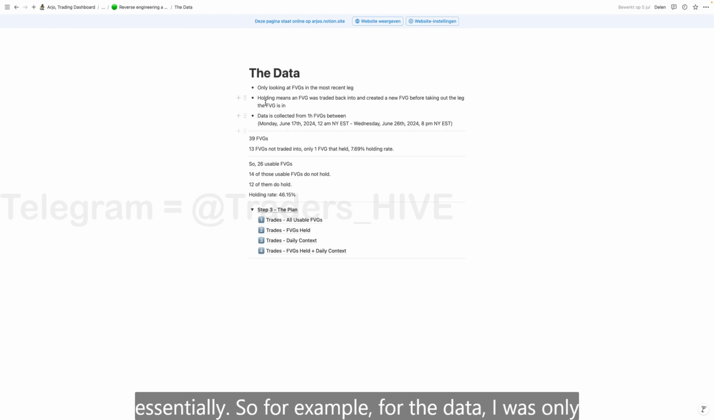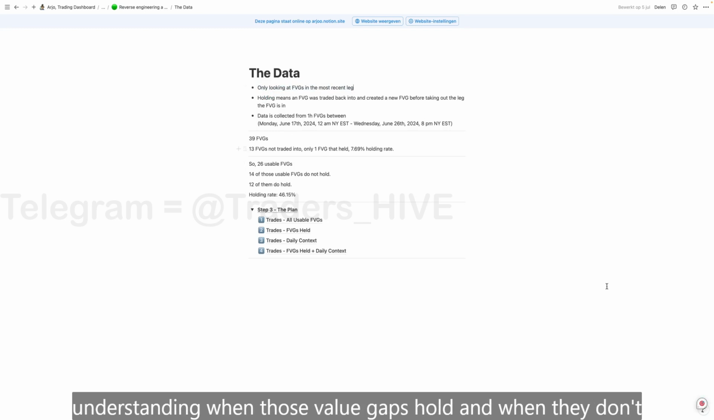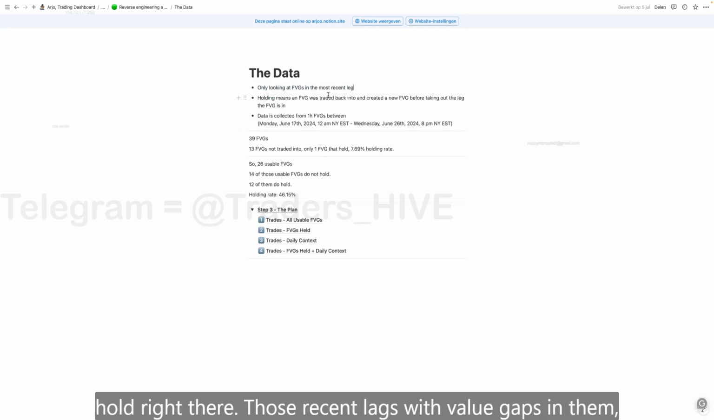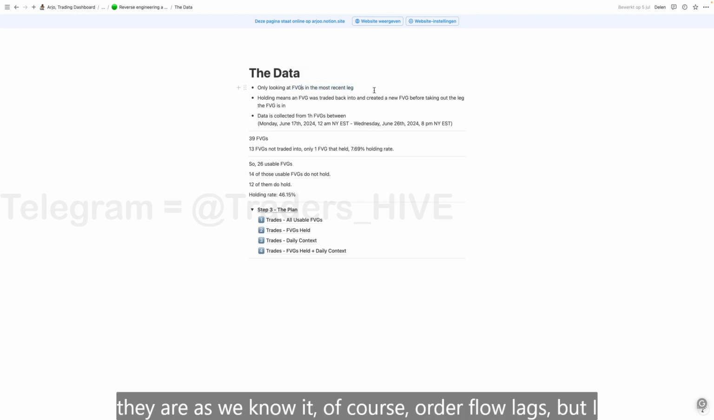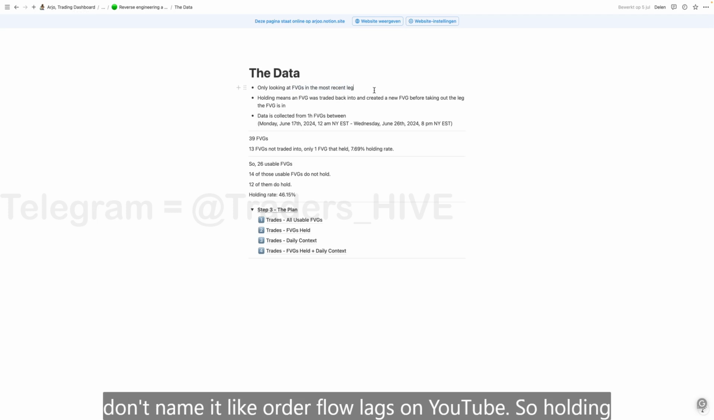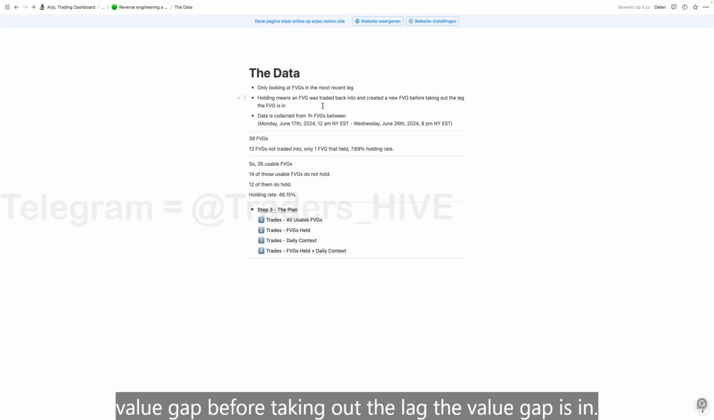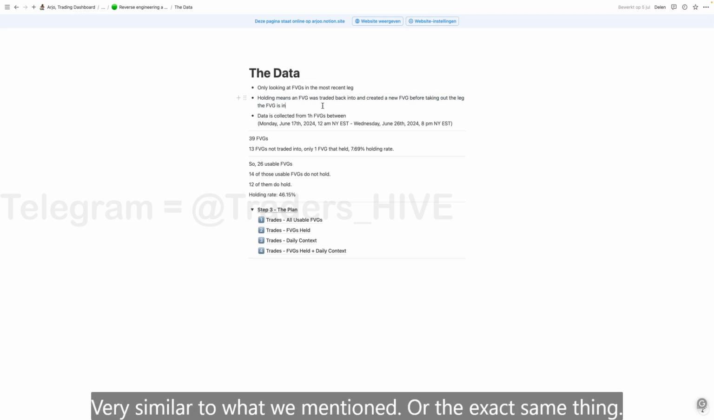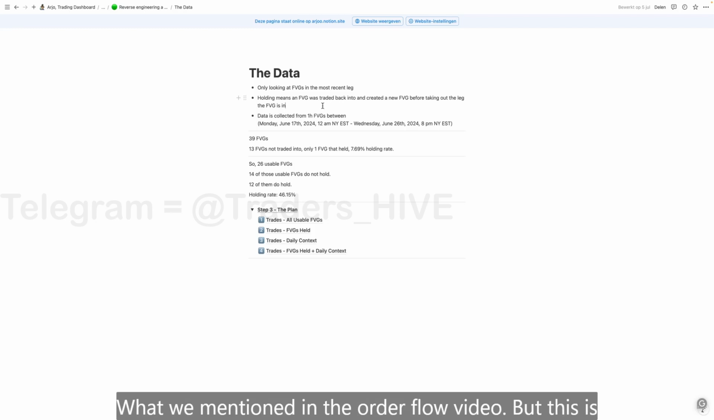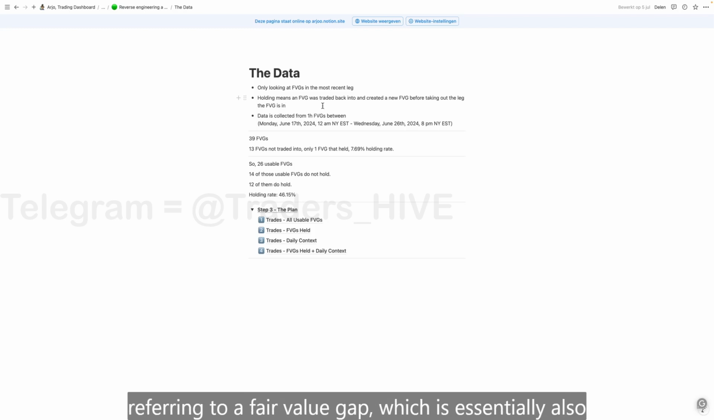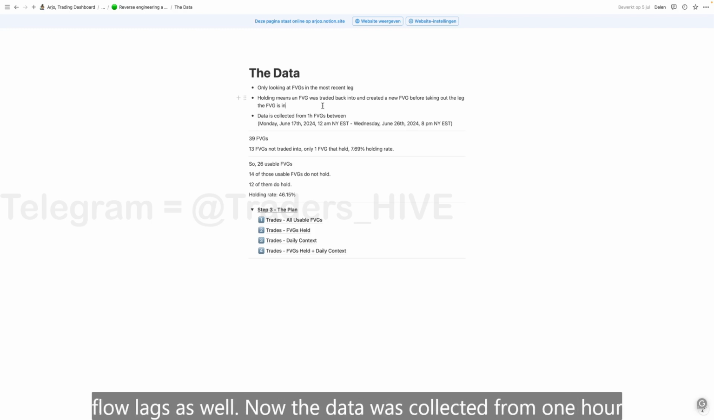So for example, for the data, I was only looking at fair value gaps in the most recent lag. So understanding when those fair value gaps hold and when they don't hold. Those recent lags with fair value gaps in them are, as we know it, of course, order flow lags, but I don't name it like order flow lags on YouTube. So holding means a fair value gap was traded back into and created a new fair value gap before taking out the lag the fair value gap is in. Very similar to, or the exact same as, what we mentioned in the order flow video. But this is referring to a fair value gap, which is essentially also referring to an order flow lag. So this is all based on order flow lags as well.